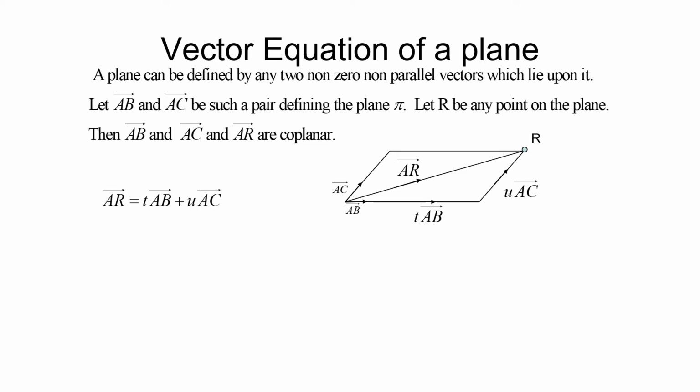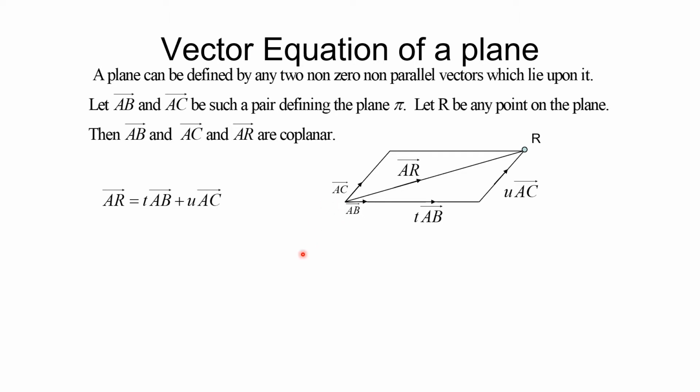So R is a point which is on this particular plane. In this case, as you can see, R is over here. Assume it's any point on the plane, and AB, AC, and AR are coplanar. Coplanar simply means it's on the same plane.